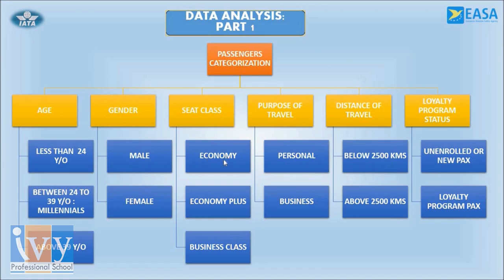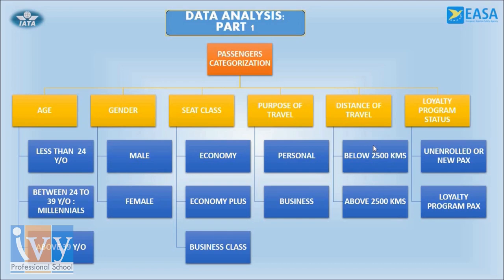The class of seat: in which class of seat did most of the passengers travel? There were three categories given in the data set: economy, economy plus, and business class. The purpose of travel was defined for each passenger, and it is divided into business and personal. Personal may include someone traveling for their holidays, or someone traveling for their own personal reasons. So that's what personal is all about.